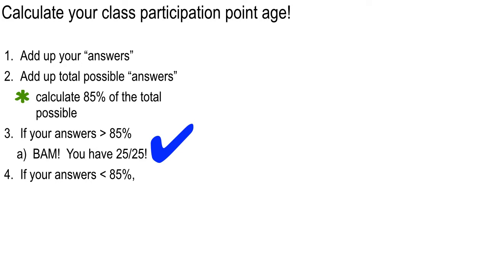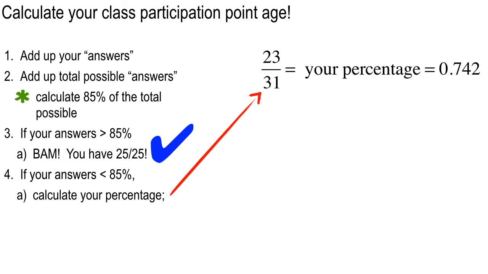Let's do it. So the first thing you do is calculate your percentage. So for the first period student, that would be 23 out of 31. And that works out to 74.2% or 0.742. All right? Now that's your first step. Okay? Now everybody should do that, and if you come in 0.85 or more, you're done. But if you're below 0.85, here's what you do next.